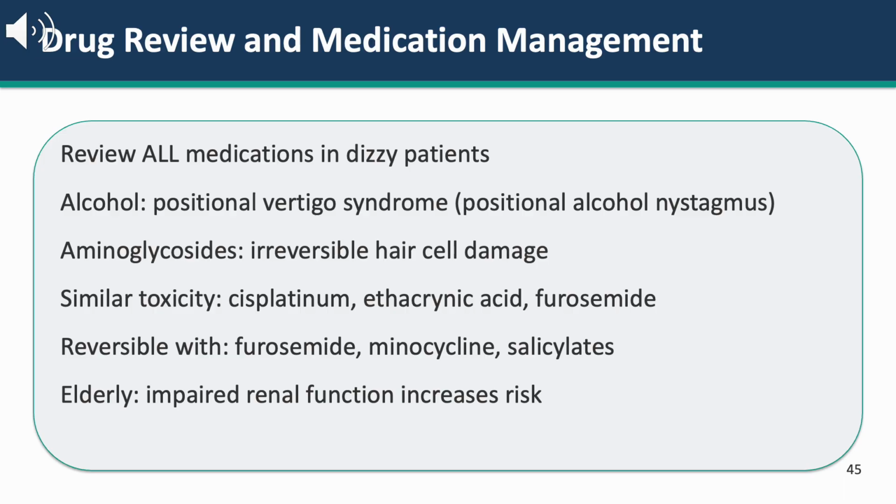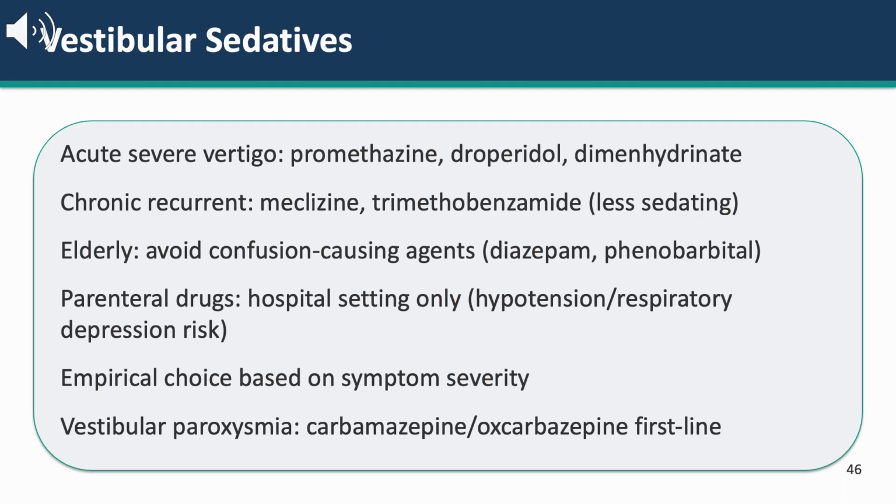The dysfunction is usually reversible with furosemide, minocycline, and salicylates. The elderly are particularly susceptible because they are more likely to receive ototoxic drugs, have less vestibular reserve, and are more likely to have impaired renal function. Vertigo, especially acute persistent vertigo, may be alleviated with vestibular sedatives. Severe forms are especially distressing when accompanied by nausea and vomiting.